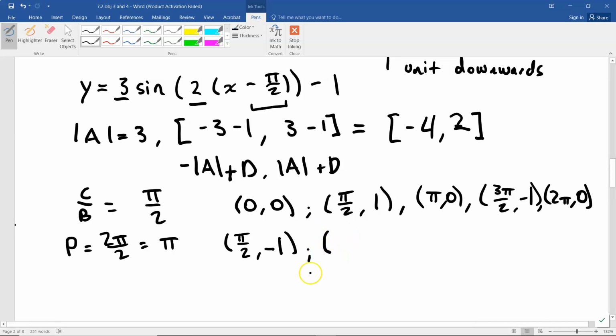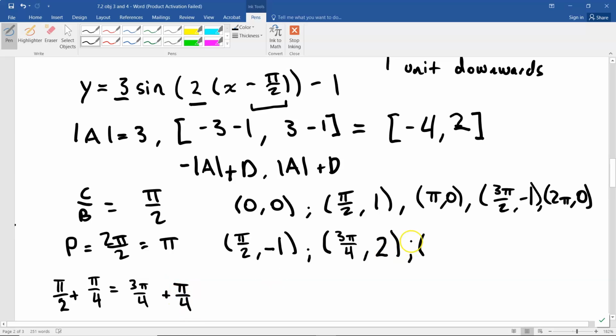Our second point, we're going to add a fourth of this period. So we're going to add a pi over 4 to our c over b, which is going to give us 3 pi over 4 for our x coordinate. And then for our y, we're going to multiply by a and add d. So we get 3 minus 2, which gives us our maximum of 2. For the third point, we're going to add another pi over 4, which gives us pi.